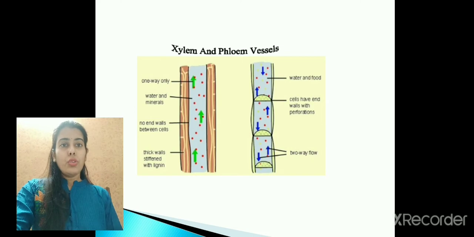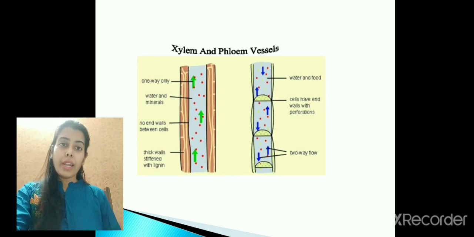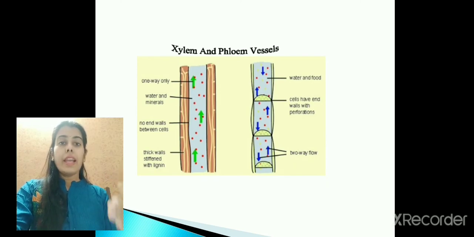This slide is showing you the structure, how the xylem and phloem vessels look. Xylem is only a one-way transport because the water and the minerals are being transported only in one direction, that is from the root to the top part of the plant. But in case of phloem, it could be a two-way flow, because wherever the food is being processed in the plant, the food will be transported. In some plants the food is even stored in the root part, so from there also the food could be transported in an upward direction, and the food could be transported towards the downward direction as well.